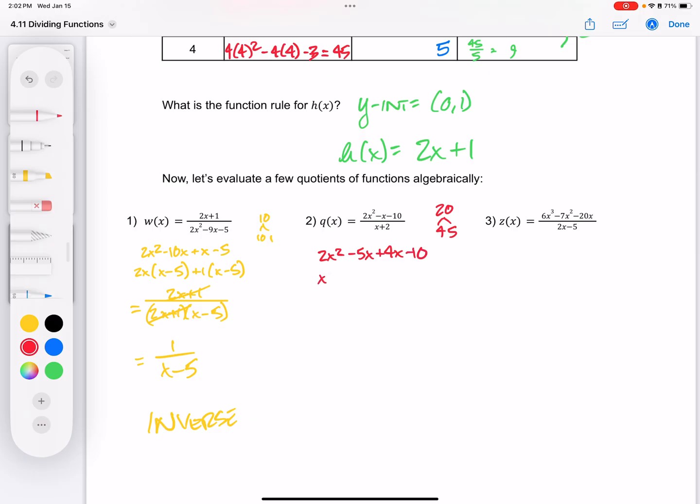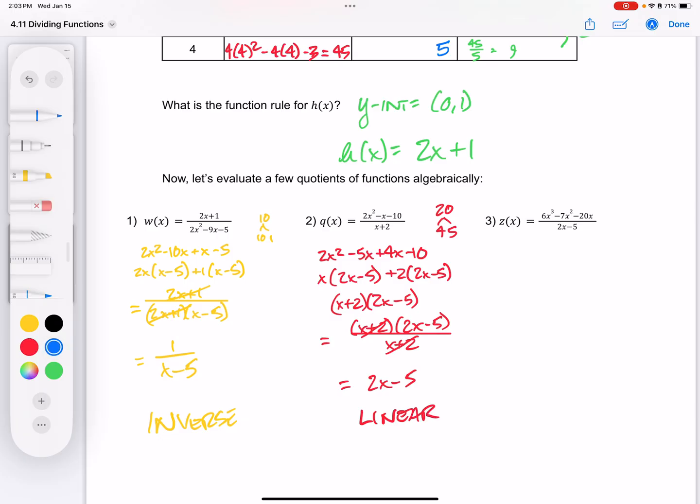So I can factor out an x of this one, 2x minus 5, and a 2 out of this one, 2x minus 5. So this is x plus 2 times 2x minus 5. You may notice that something always cancels. This is algebraic reasoning. So we're going to make it easy on you. Something should always cancel. Over x plus 2, that cancels, and I get 2x minus 5, which is linear.